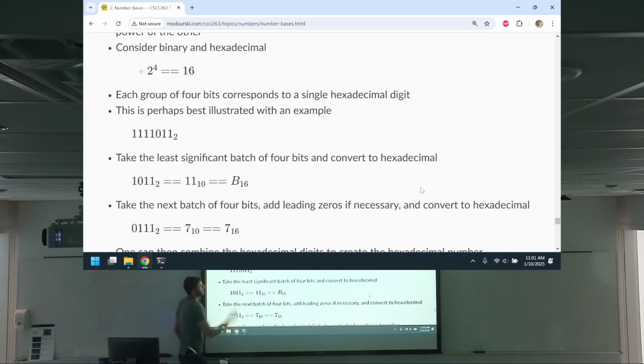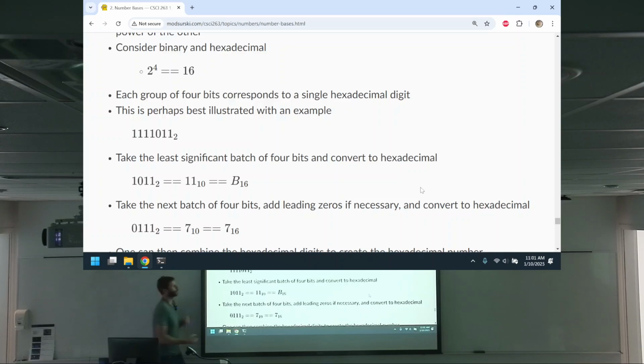So take this 4. 1, 0, 1, 1. What number is that? Well, that's 8, 9, 10, 11. That's 11. Okay? And then I have 0, 1, 1, 1. What is that? Well, that's 4, 5, 6, 7. Oh, that's 7 and 11. That's 7b, right? Because we write 11 as b in hex.